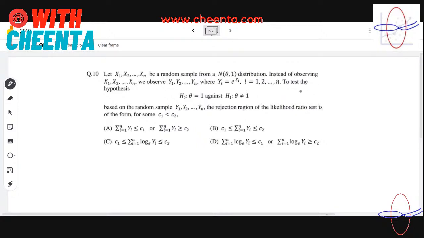Instead of observing x1, ..., xn, we observe y1, ..., yn, where yi is equal to e to the power xi. Now you have to test H0: theta equals 1 versus H1: theta not equal to 1. Understand this very carefully: this is not the Neyman-Pearson lemma. It's normal theta comma 1, so theta is a mu. It's a z test for the normal mean.